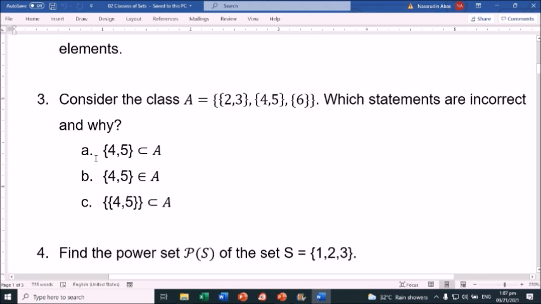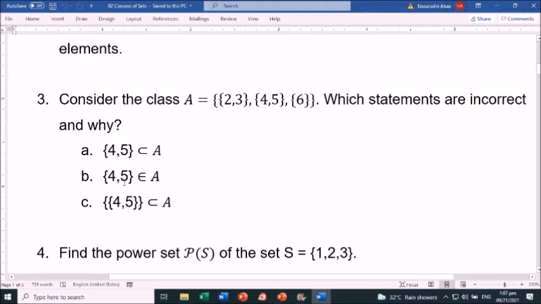For letter A, we have here the set containing 4 and 5 is a subset of A. So is this true? No, this is not true, because the set containing 4 and 5 is an element of A, not a subset of A.